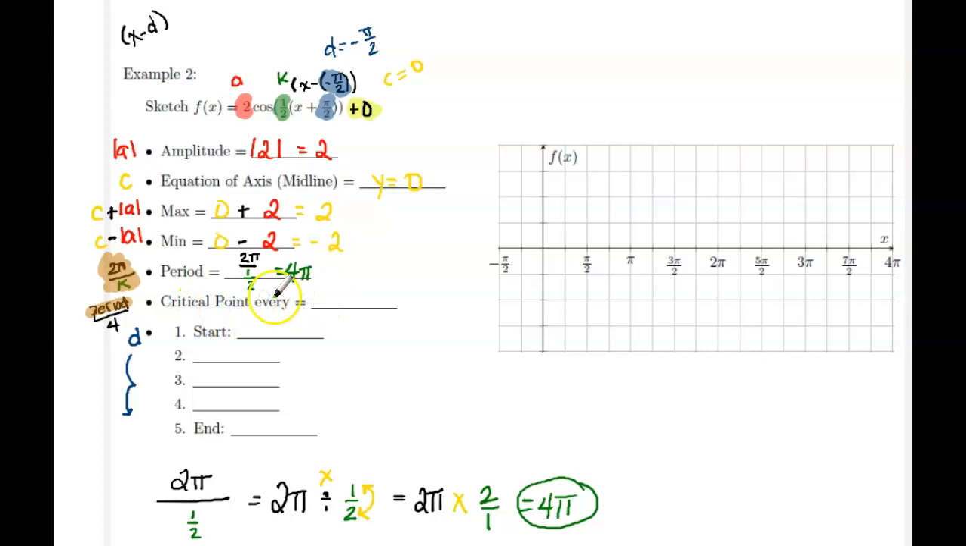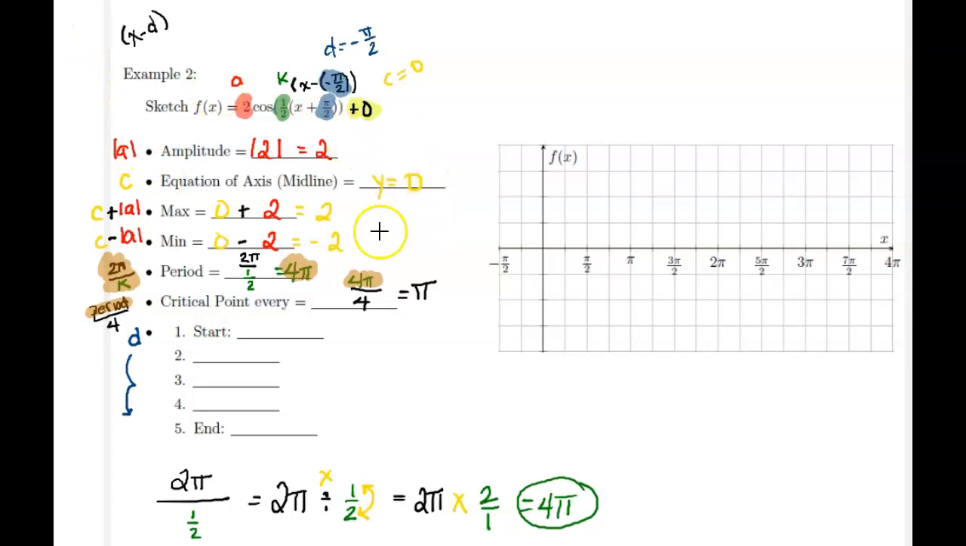Moving on, we have to find the distance between each critical point. So we are going to take the value of our period, or the length of one cycle, which is 4 pi, and we are going to divide it by 4. Well, luckily for us, this is a pretty easy one, right? We divide it by 4, and that means the critical points are going to be spaced out by pi. There's going to be a value of pi between each of our 5 critical points.